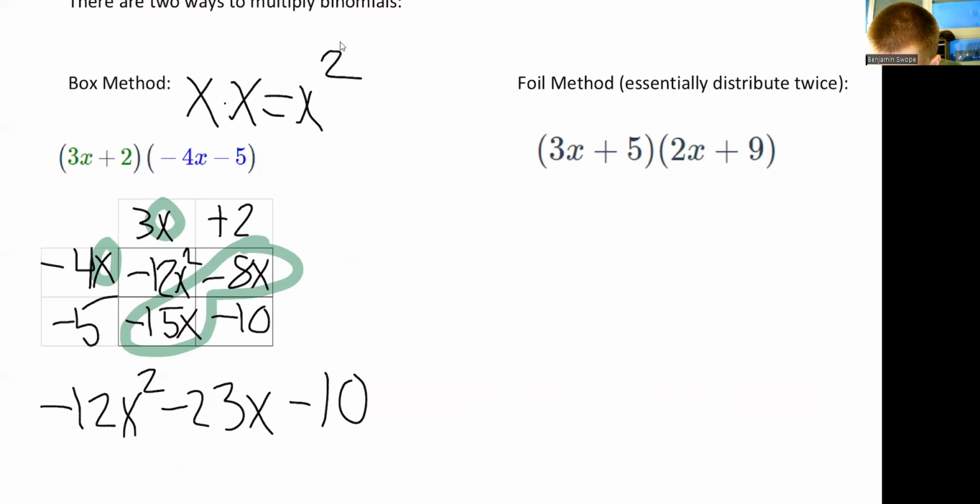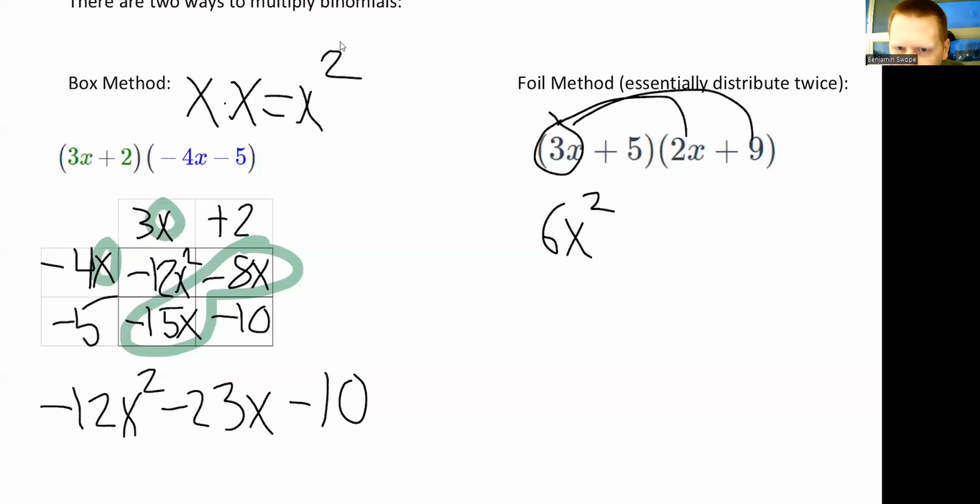It's up to you. But if you do the FOIL method, basically what you do is you take the first part and you distribute it. So we just ignore that plus 5 for now. 3x times 2x, well, that would be 6x squared, because 3 times 2 is 6. x times x is x squared, so if you have 2 x's, you have a power of 2. And then 3x times 9 would be 27x. 3 times 9 is 27, and then you just bring the x along.